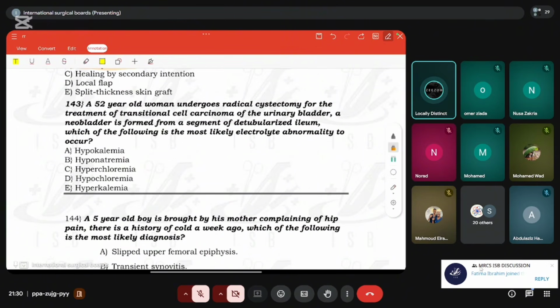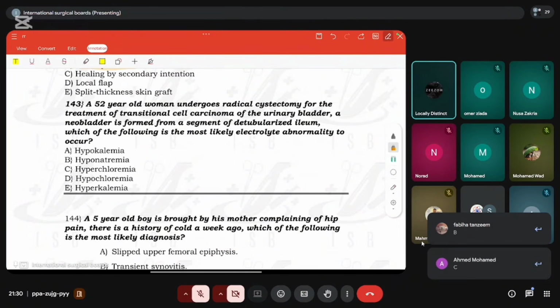A 52-year-old woman undergoes a radical cystectomy for the treatment of transitional cell carcinoma of the urinary bladder. A neobladder is formed from a segment of the detubularized ileum. Which of the following is the most likely electrolyte abnormality to occur? Hypokalemia?